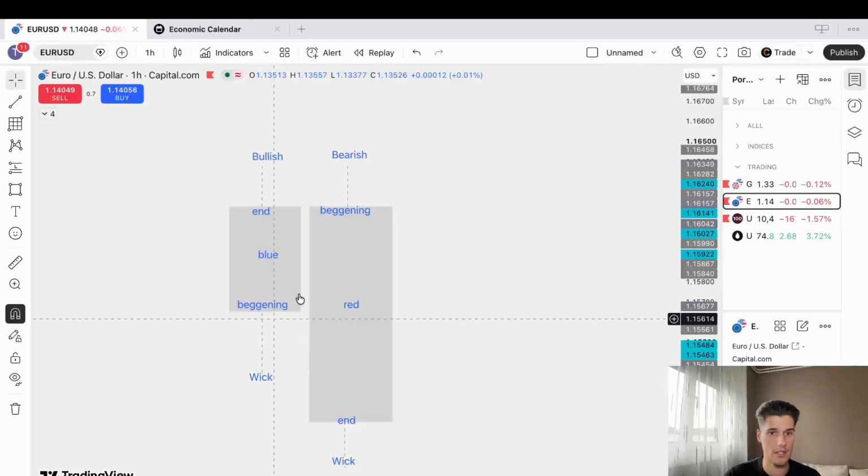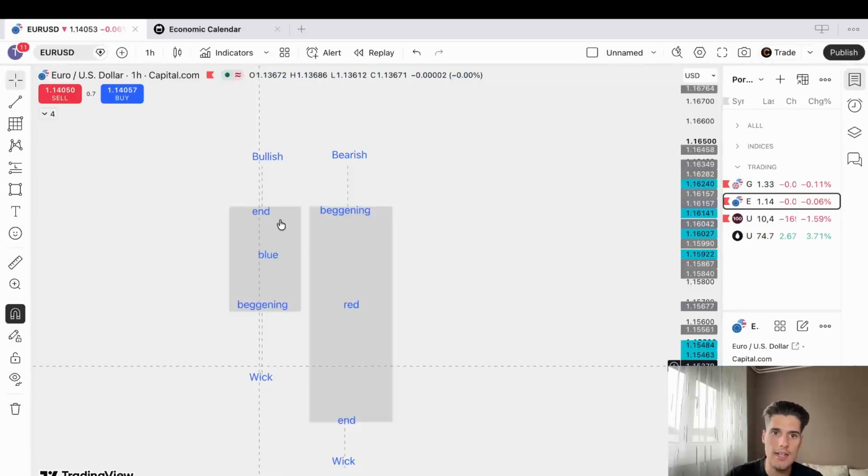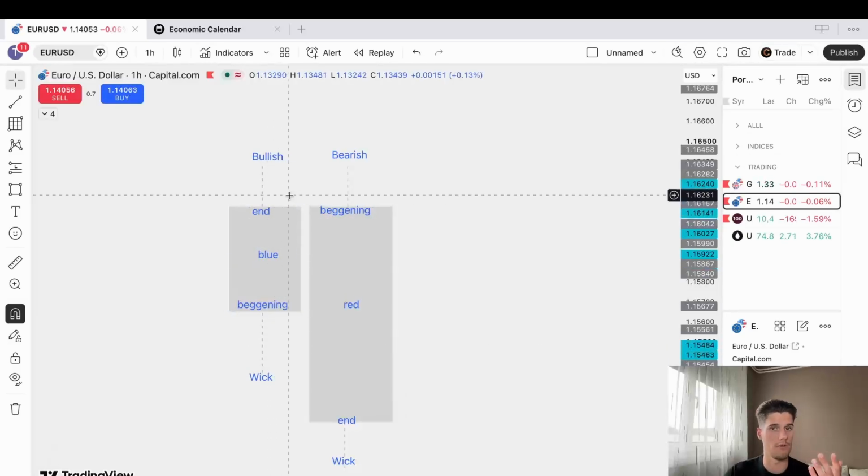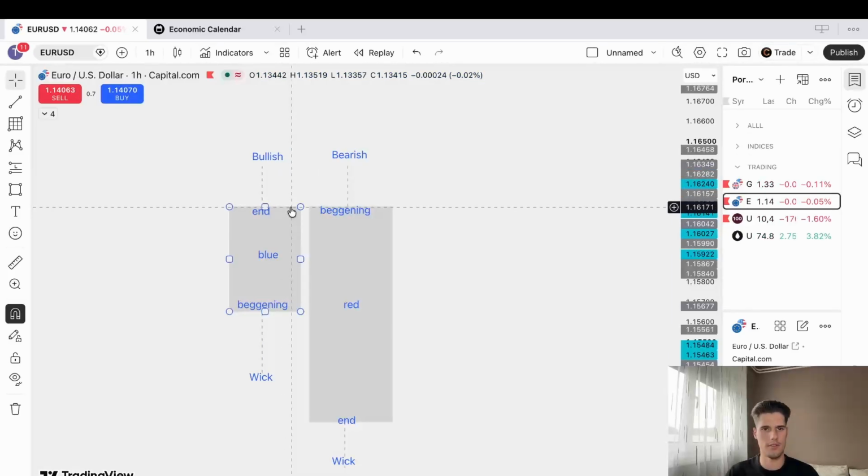So basically this blue candle, which is right now a bullish candle, went to the downside at this point, but the buyers took over and turned the candle from a bearish one into a bullish one, and the price, which is basically the candle, went up until the top of the wick, then came back here, which is the end of the candle.